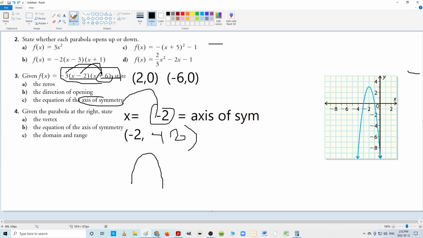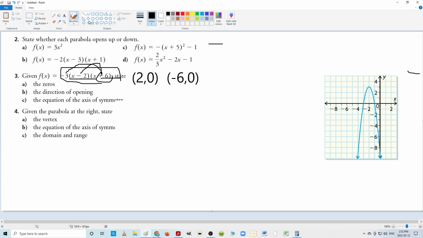Given the parabola on the right, state the vertex. You can always find the vertex. It's going to be the highest point. It's going to be right there, and that's minus 2 comma 3. So that's the vertex. The direction of opening is downwards. The equation of the axis of symmetry is the same as the x value of the vertex, so it's x is equal to minus 2.